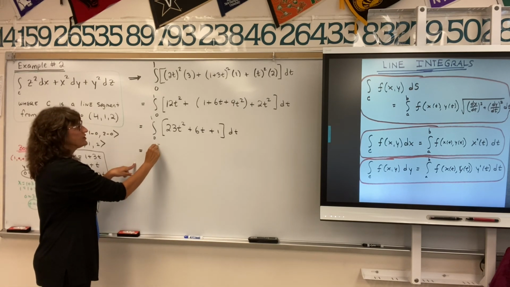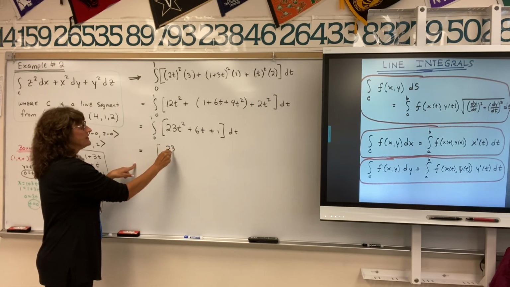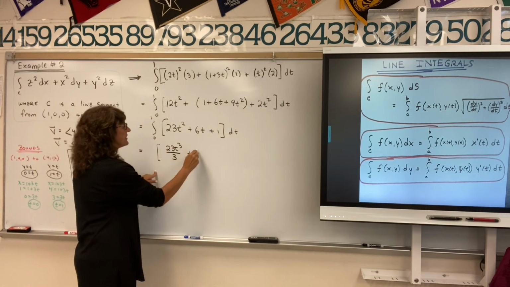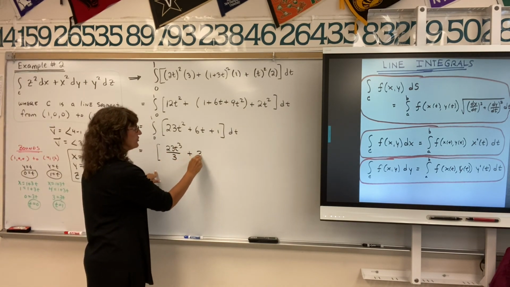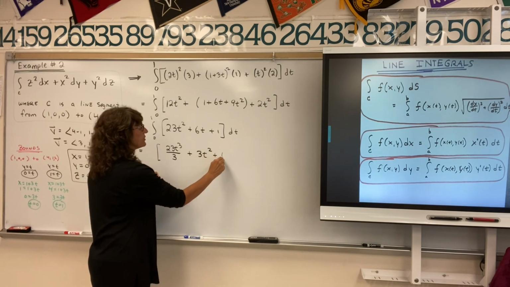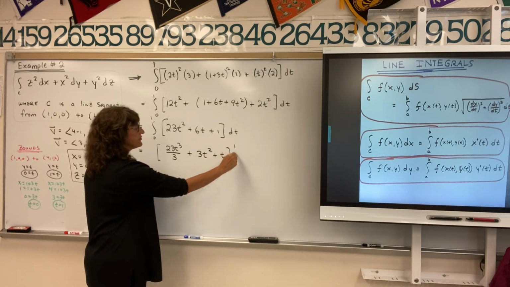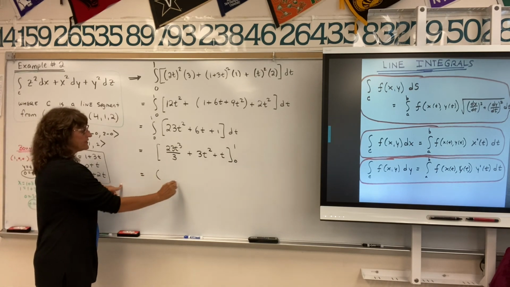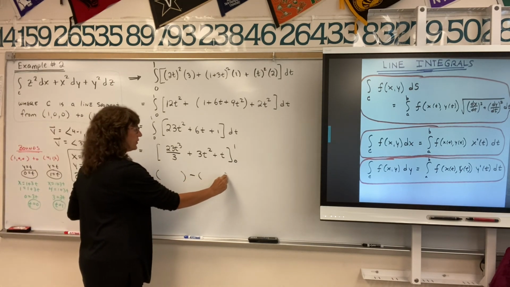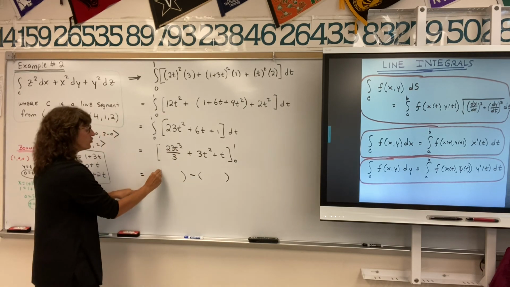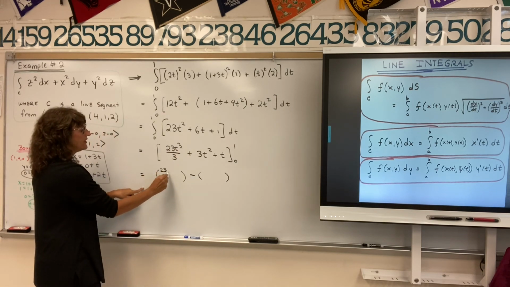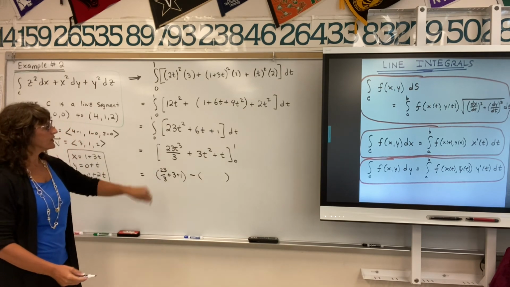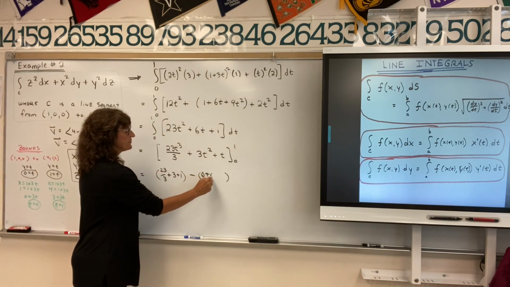So let's do the integration. 23t to the third power over 3, plus 6t squared over 2, so that's 3t squared, plus t. We evaluate this from 0 to 1. We plug in the upper bound and the lower bound. When you plug in the upper bound, you get 23 thirds plus 3 plus 1. When we plug in the lower bound, you have zeros.